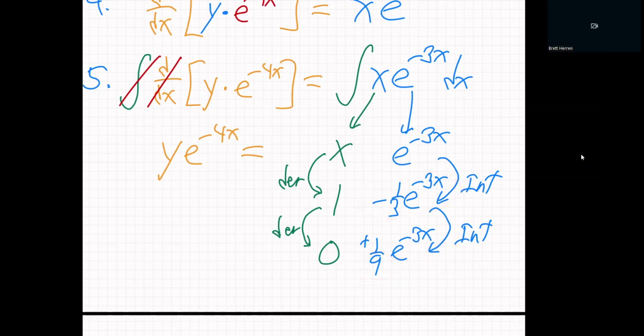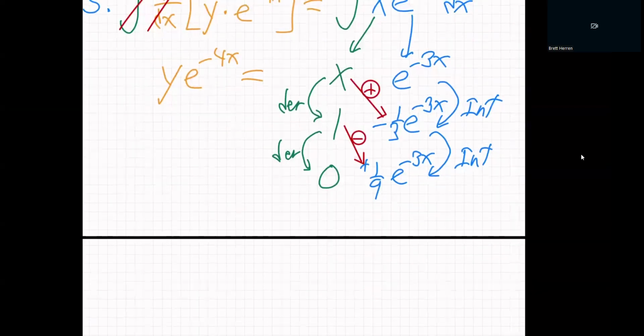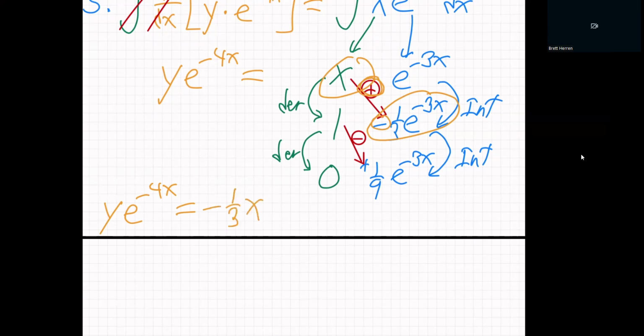Now what? Now just connect this, put a plus over it, and connect this, put a minus over it. So you just do the diagonal lines, zip, zip. That'll be your by parts integral. So that means we have y e to the minus 4x equals, and what do we have here? x times minus 1/3 e to the minus 3x with a plus. Plus and minus is going to be negative. Negative 1/3 x e to the minus 3x, right?